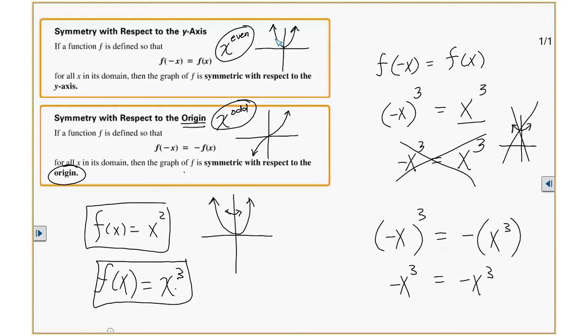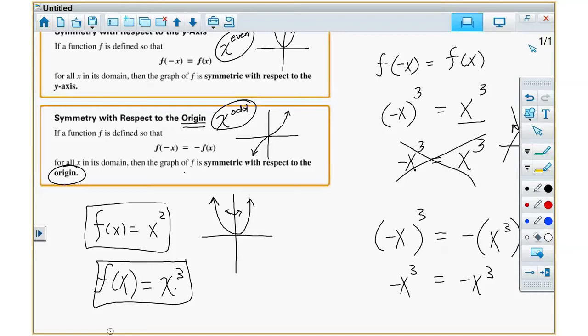symmetric around the y-axis or around the origin? Why is it around the x-axis? Well, that would be a hyperbola, and we haven't got to those yet. Okay? Question on that one?